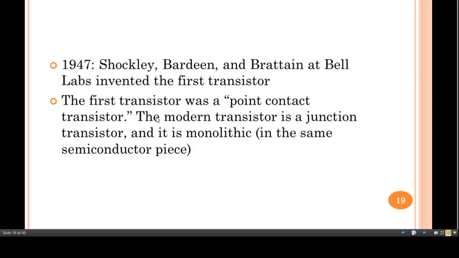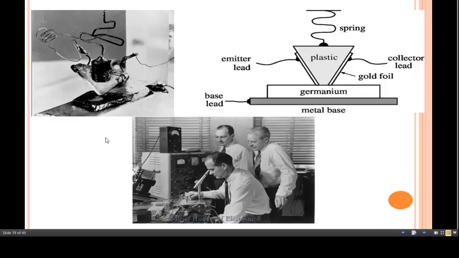The first transistor was a point contact transistor. Nowadays, our modern transistors are junction transistors, and these are also monolithic, meaning the transistor is constructed in the same semiconductor piece. Shockley, Bardeen and Brattain are the three scientists who invented this very first transistor in 1947 in the Bell Laboratories. This is the schematic representation of the first transistor.